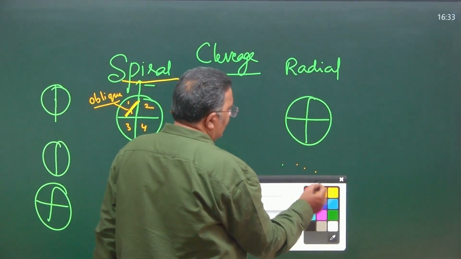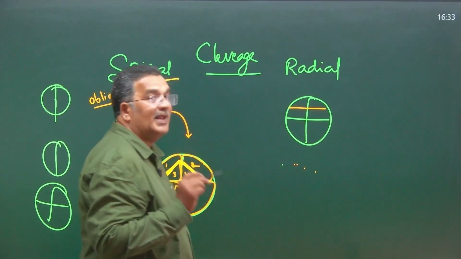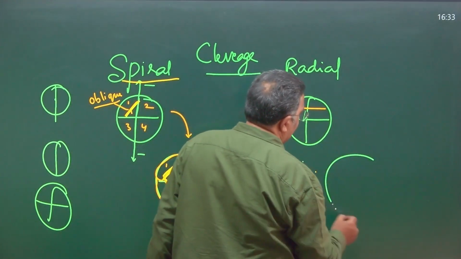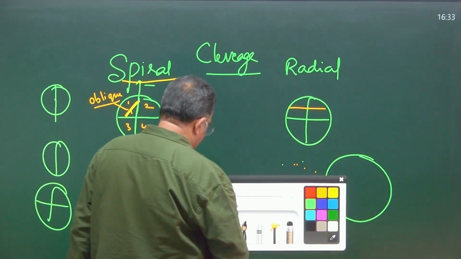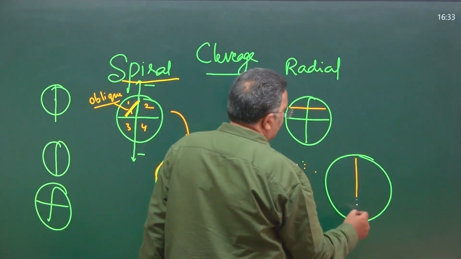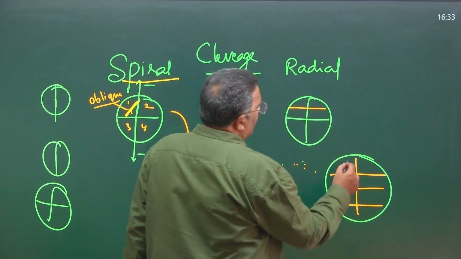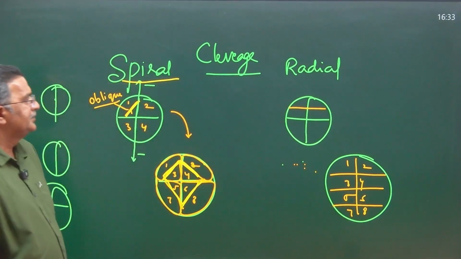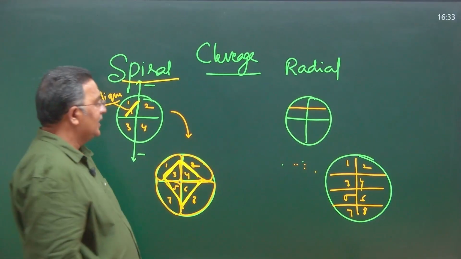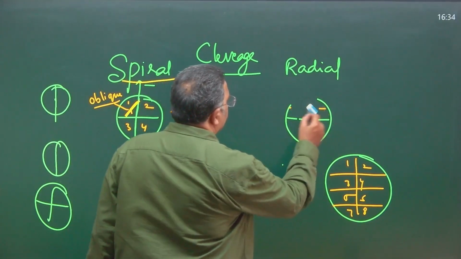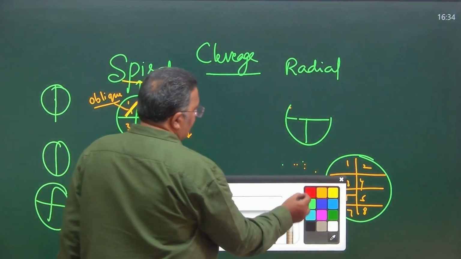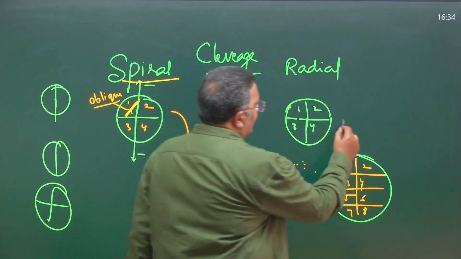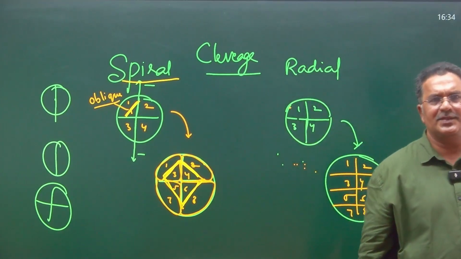Here, cleavage patterns are radial. What is the meaning of radial? Straight. Radial means, let me show you how a four cell stage becomes eight cell stage. 1, 2, 3, 4, 5, 6, 7, 8. That's all. Cleavage patterns are radial. 1, 2, 3, 4 became 8. Okay, just a definition.